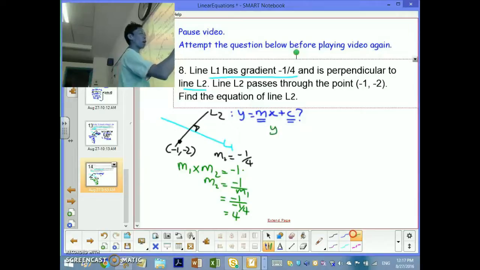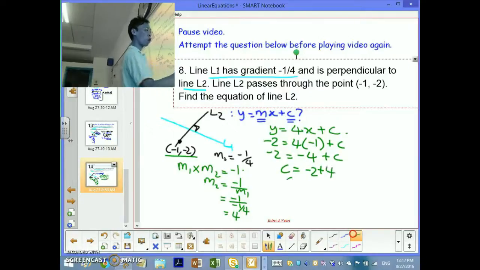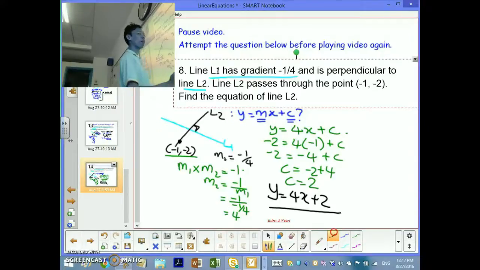So now I have y equal to 4x plus c. Now I use another point in order to get c, so I use this point, negative 1, negative 2. That is, y is equal to negative 2, x is equal to negative 1. So negative 2 equal to 4 times negative 1 plus c. So negative 2 equal to negative 4 plus c. Therefore, c is negative 2 plus 4. c is equal to 2. Therefore, my equation of L2 now is y equal to 4x plus 2. And I'm done. So, thank you very much.